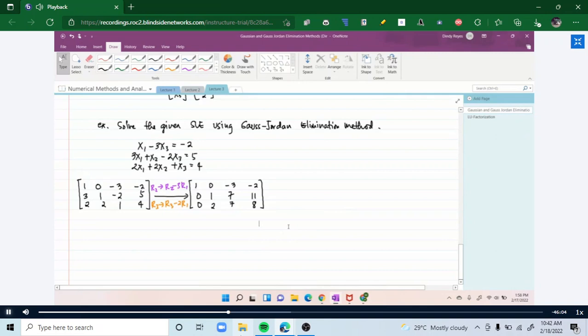And the next is to have a leading entry in the second row. We already have a leading entry in the second row. So in this column, all the other entries must be 0. Since the entry above the leading entry in the second column is already 0, we won't have to do anything about that anymore. So we'll just have to make the entry below the leading entry in the second column 0. So we'll make that 2 a 0.